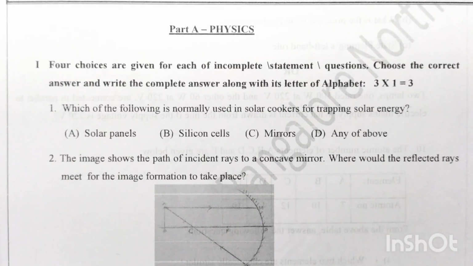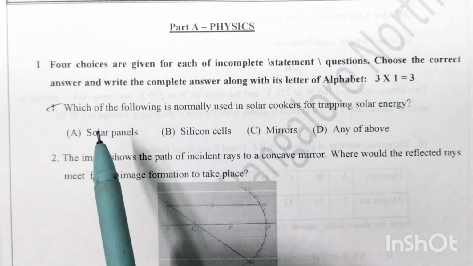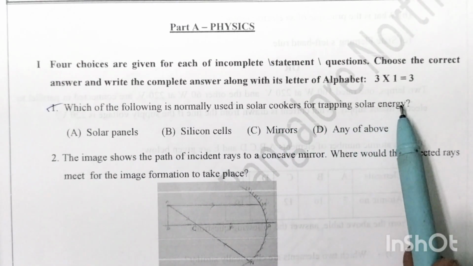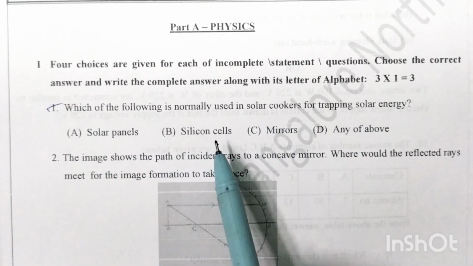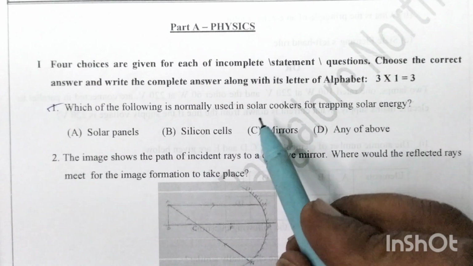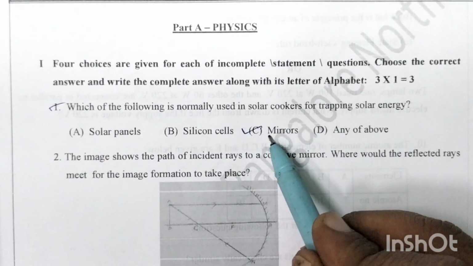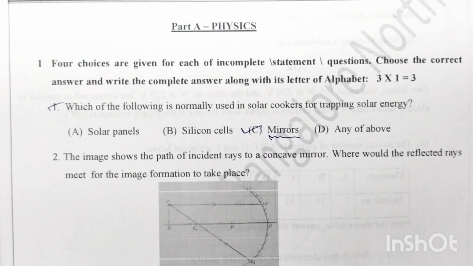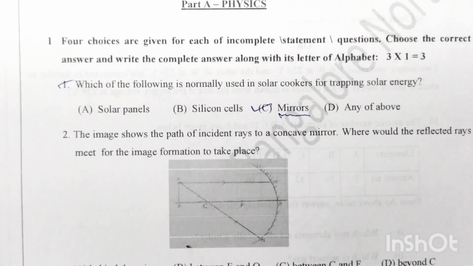In this video we are going to answer science practice paper number 5, part A physics. In that, let us answer the first MCQ. The first question is, which of the following is normally used in a solar cooker for trapping solar energy? Solar panels, silicon cells, mirrors, and the last one is any of the above. The right answer is mirrors. Mirrors are used in a solar cooker for trapping solar energy. So for the first question, option C is the answer.